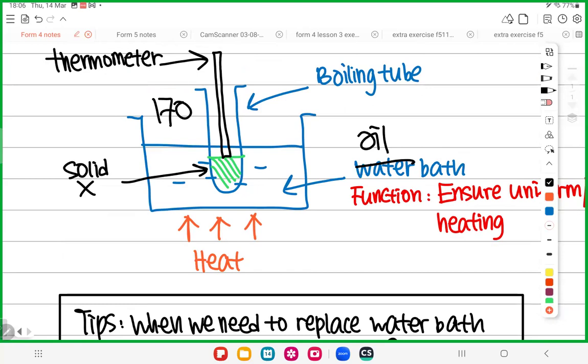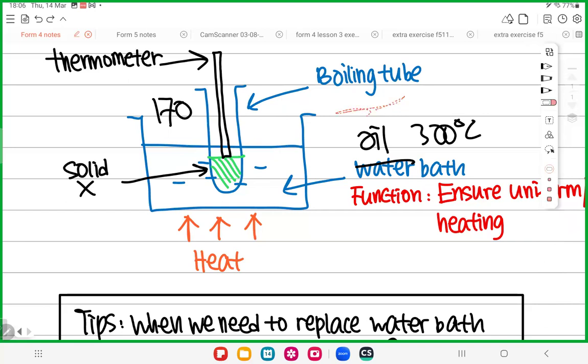Because for oil, normally the boiling point is more than 100. For oil, the boiling point is normally quite high. Example, let's say I use coconut oil. Coconut oil's boiling point is 300 degrees Celsius. You heat until 170, the coconut oil is not boiling yet. So you no need to worry that the oil will boil and become gases and the oil become lesser. So why do we use an oil bath? Because the temperature is more than 100 degrees Celsius.